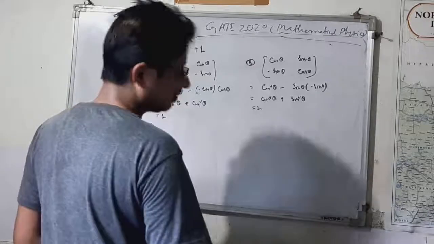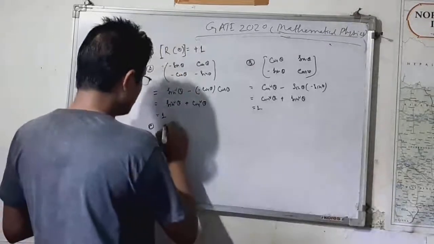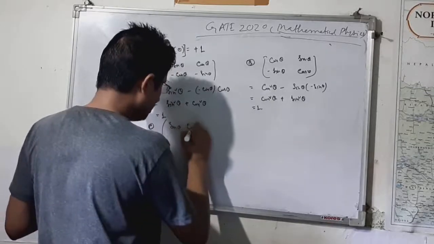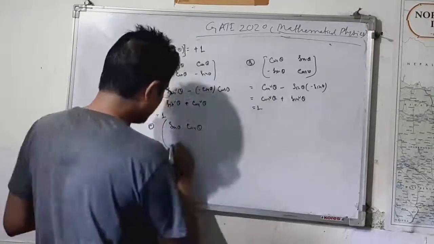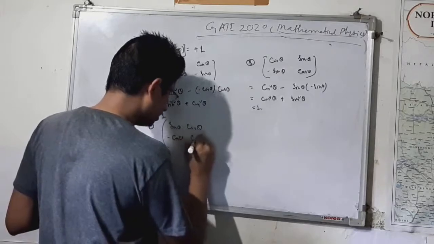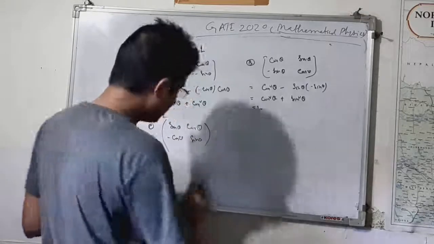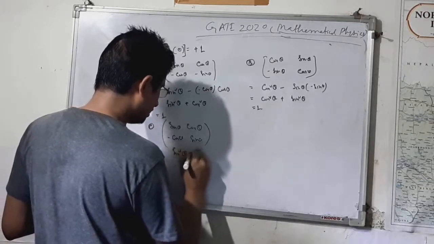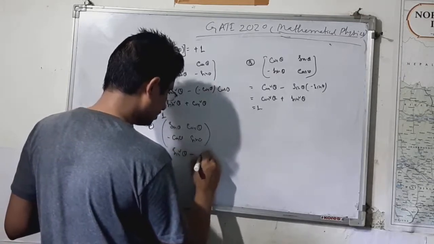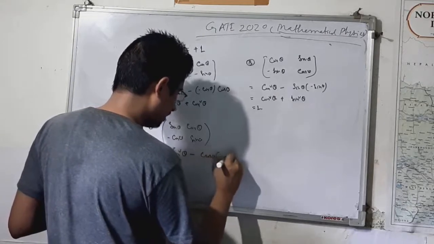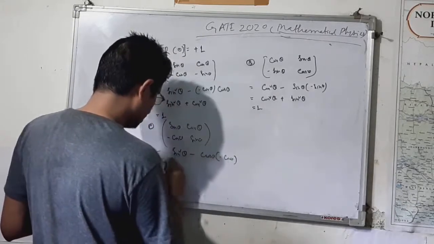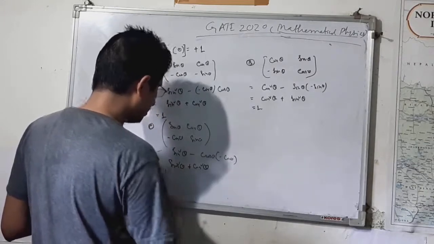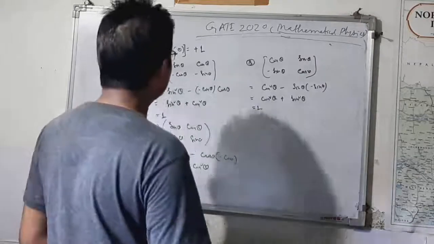C, here the matrix is sin theta, cos theta, minus of cos theta, sin theta, right? So here the determinant is sin square theta minus cos theta into minus of cos theta, sin square theta plus cos square theta is equal to 1. So it is also a rotational matrix.